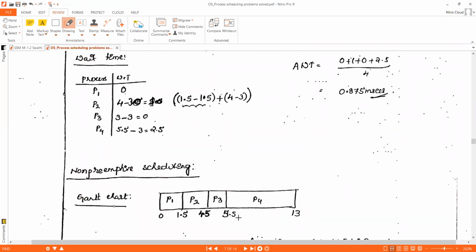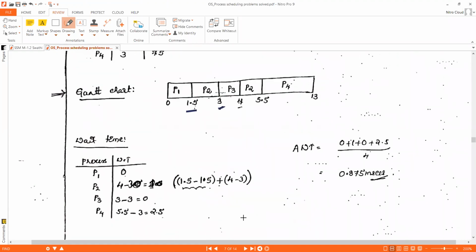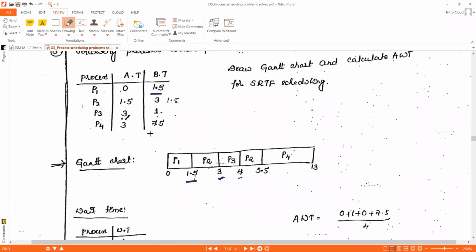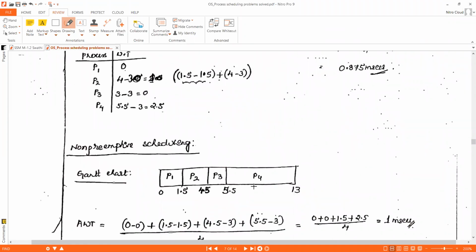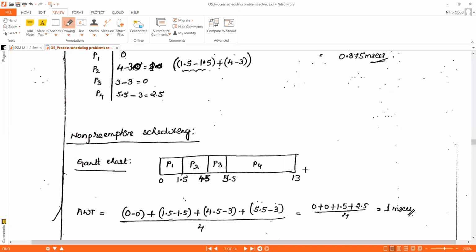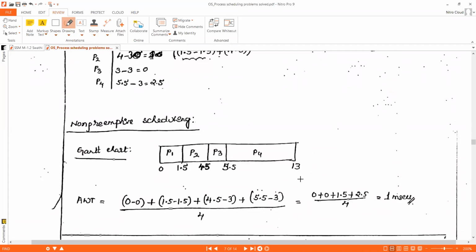Next, at 5.5 milliseconds, the CPU becomes free and will be allotted to process 4. Process 4's burst time is 7.5 milliseconds. The CPU will execute process 4 from 5.5 milliseconds to 13 milliseconds, since 5.5 plus 7.5 is 13 milliseconds. At 13 milliseconds, the CPU completes its execution.